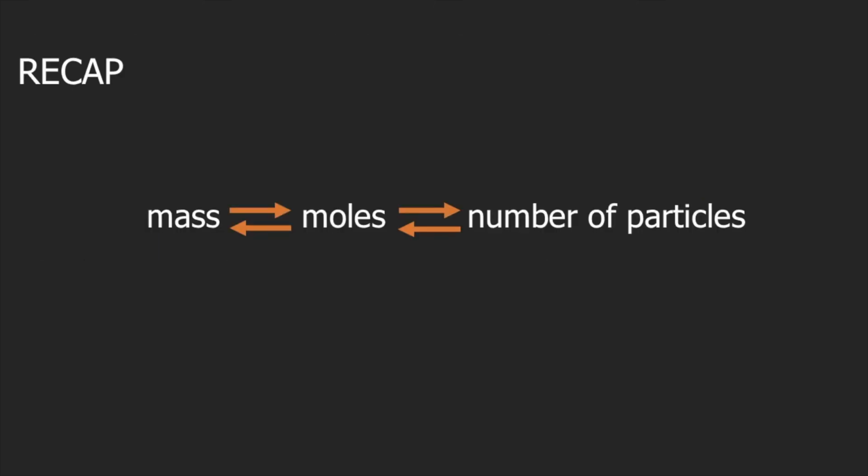So let's just do a quick recap. If you want to convert mass to moles or moles to mass, you need the molar mass. Now, if you want to convert moles to number of particles or number of particles to moles, you need Avogadro's number.